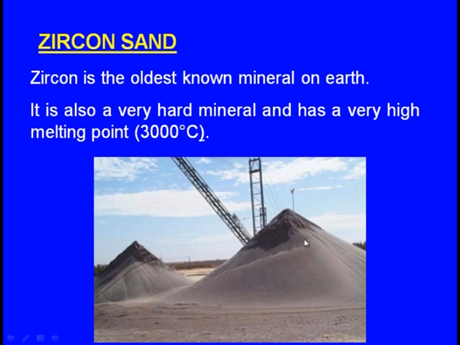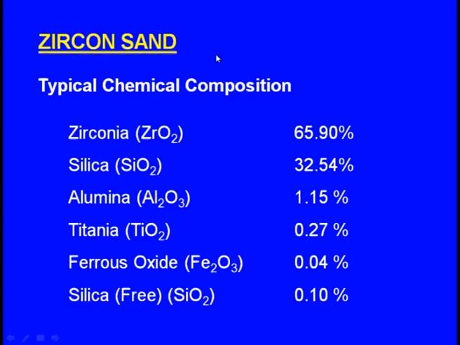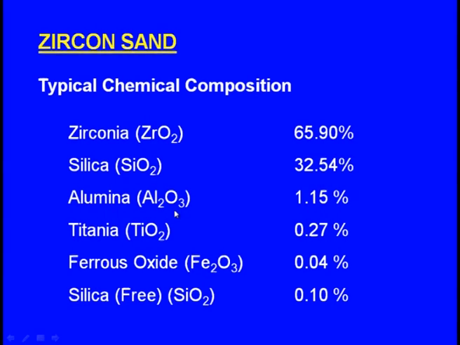Here we can see the zircon sand lumps and beds, and this is the typical chemical composition of the zircon sand. The zircon sand contains the following ingredients. One is zirconia, ZrO2, up to 65.9%. Next, silicon dioxide up to 32.54%. Next, aluminum oxide 1.15%. Next, titanium dioxide up to 0.27%, and ferric oxide Fe2O3 up to 0.04%.